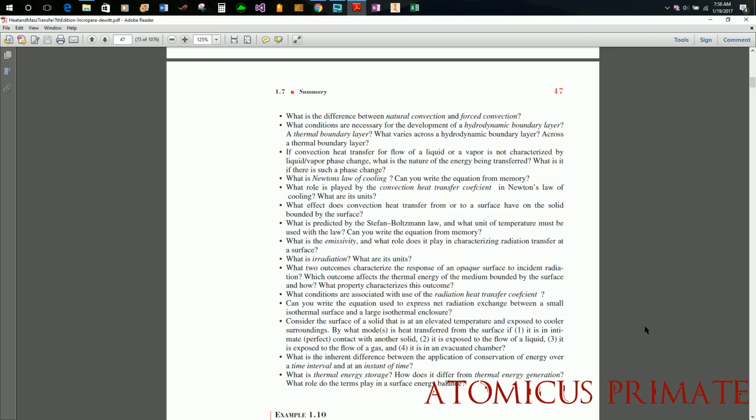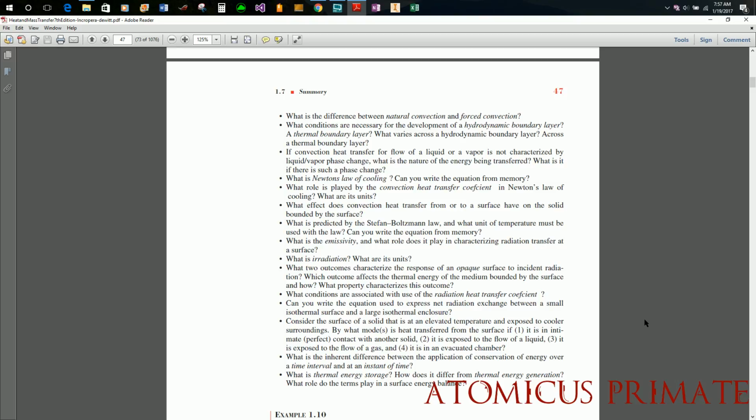What conditions are associated with the use of the radiation heat transfer coefficient? Can you write the equation used to express net radiation exchange between a small isothermal surface and a large isothermal enclosure? Consider the surface of a solid that is at an elevated temperature and exposed to cooler surroundings. By what mode or modes is the heat transferred from the surface if, one, it is in intimate, that is to say, perfect contact with another solid.